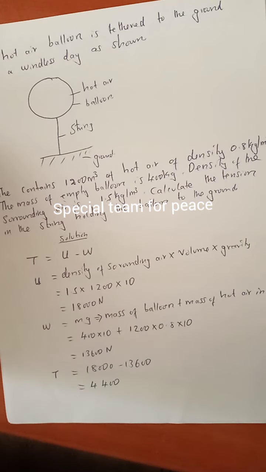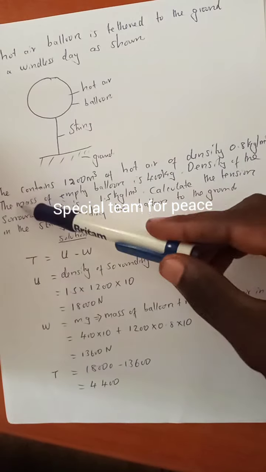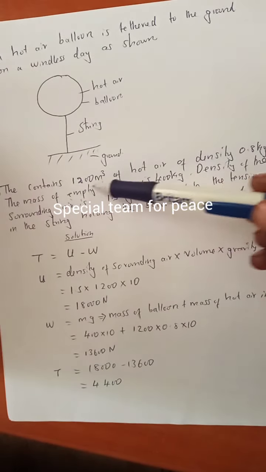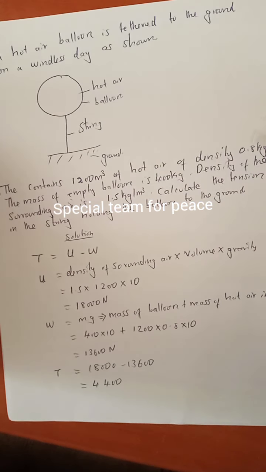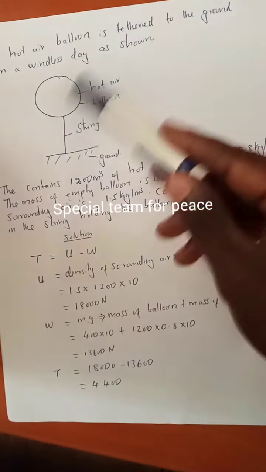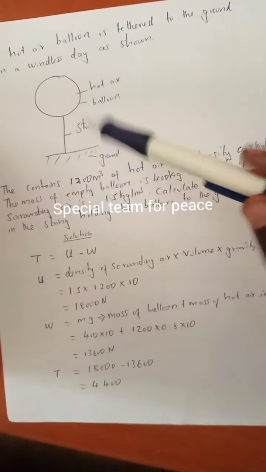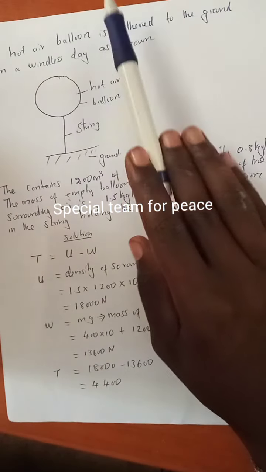So we have an application question to be solved, so you can pause the video and write the question somewhere. A hot air balloon is tethered to the ground on a windless day as shown. So we have a balloon that is tethered on the ground by this string. Determine, if it contains 1,200 cubic meters of hot air of density 0.8 kilogram per cubic meter, and the mass of the empty balloon is 400 kilogram, and the density of the surrounding air, that is air surrounding the balloon, is 1.5 kilogram per cubic meter, calculate the tension in the string holding the balloon to the ground. Remember, when this string is cut, the balloon will move upwards.